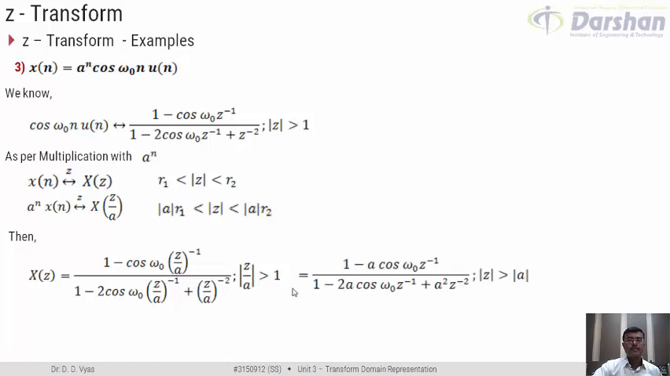If I try to simplify this, I can write this as 1 minus a cos omega 0 z inverse upon 1 minus 2a cos omega 0 z inverse plus a square z raised to power minus 2, because a is in the denominator here, so if I take it in the numerator it would be raised to power minus 1, which again gets multiplied with this, so it would give me 1. And this mod a goes here, so it will be mod z greater than mod a.